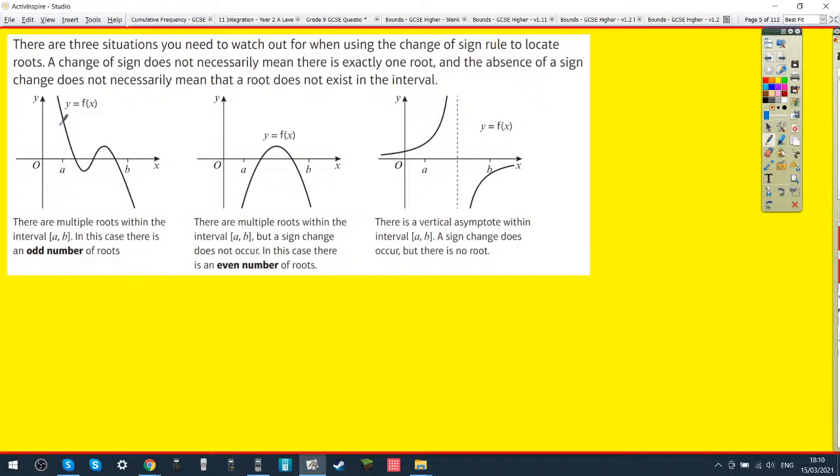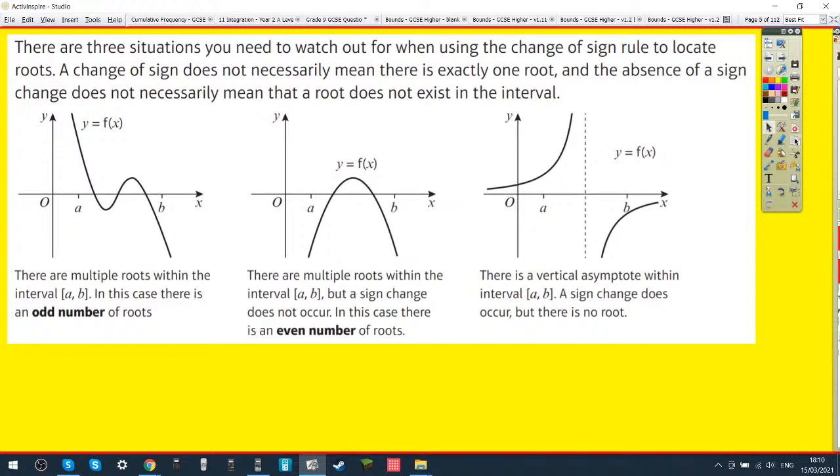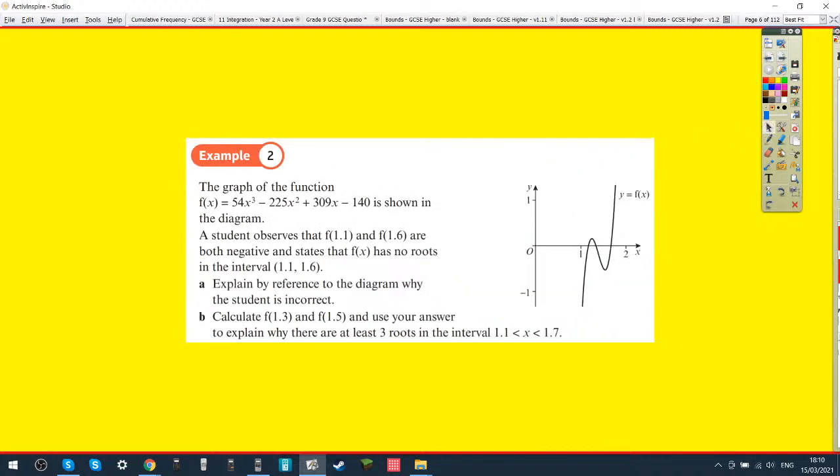Let's see, so this one, there are multiple roots in the interval a and b. So that one on the left, the interval is between a and b, and you can see we've got 1, 2, 3 roots, an odd number of roots. Here we have an even number of roots, but there would be no sign change. And then here you have a discontinuity, so even though the sign changes, there's no root.